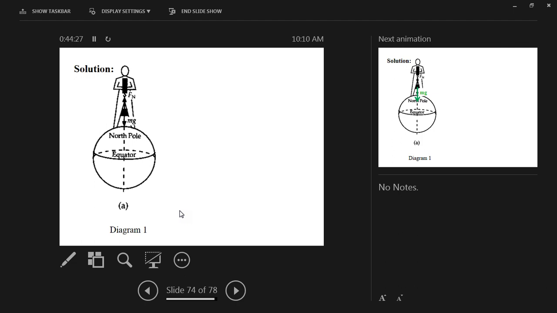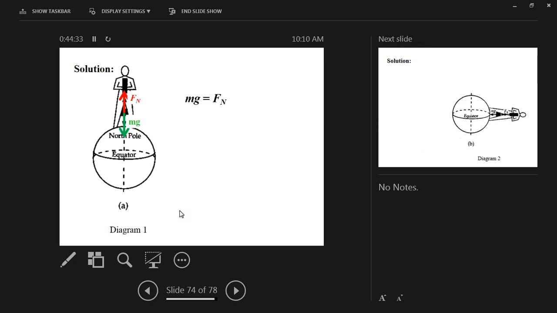Okay, so this is what we just discussed. Highlighted the force here. This is the weight, and then this is the reading on the scale. These two forces are equal. So if you were to stand on the weighing scale at the pole, what you see on the weighing scale will be your actual weight.